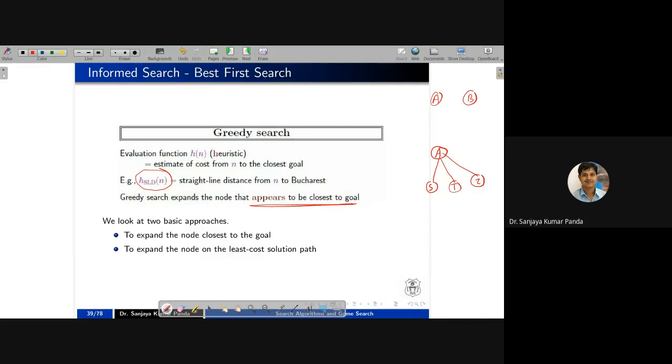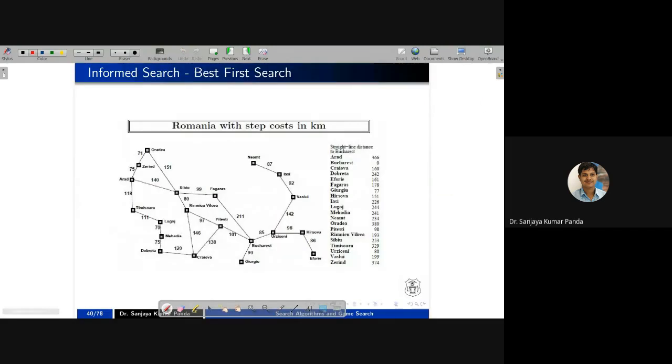So we look into two basic approaches here. The first one is to expand the node closest to the goal. The second one is to expand the node on the least cost solution path. Okay, so let us see one example. This is the Romania map. You can see there are different cities. The cities are represented by a square, and the communication between the cities is represented by a line.